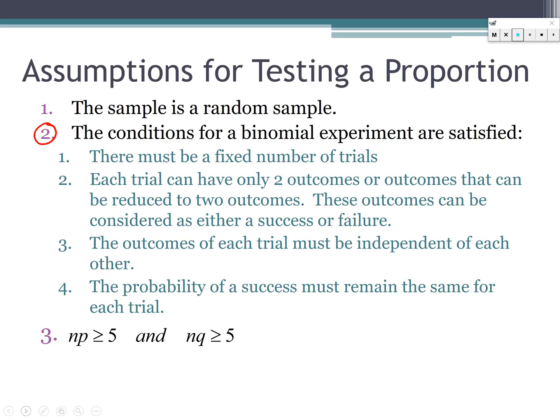Condition 3: n times p and n times q have to be greater than or equal to 5. And remember, p is just our probability of success. q would be our probability of failure. n is just our sample size. So sample size times each probability, or in this case we are talking proportions, so sample size times each proportion needs to be greater than or equal to 5.